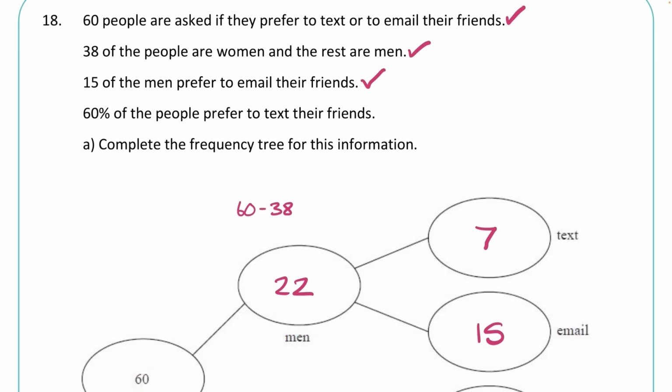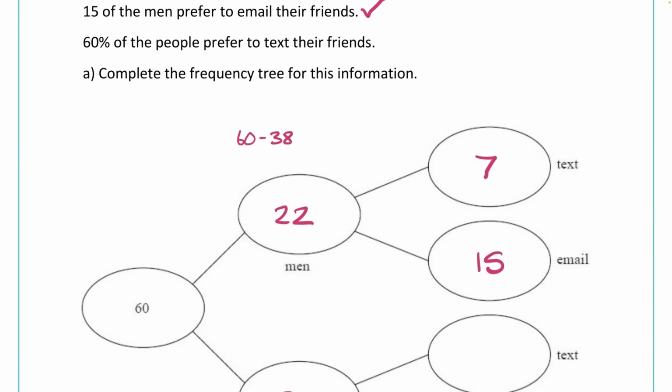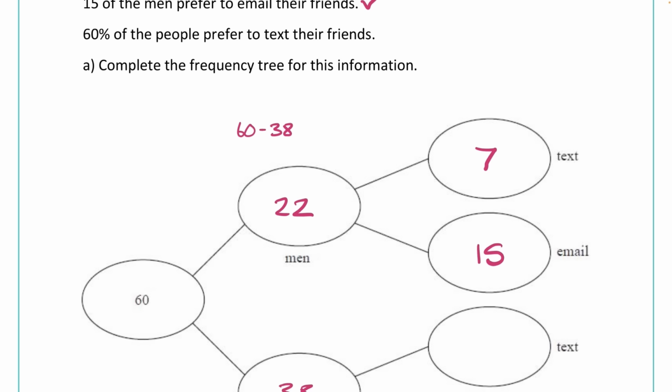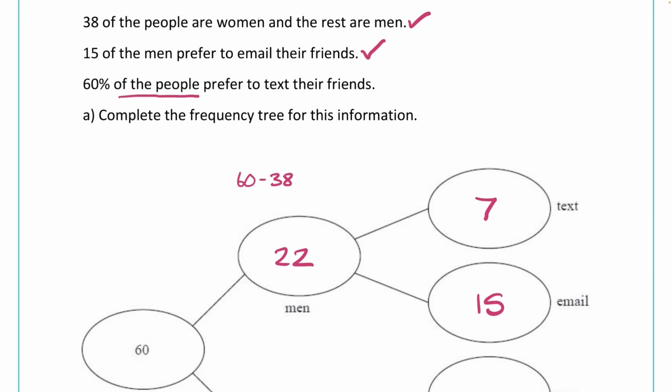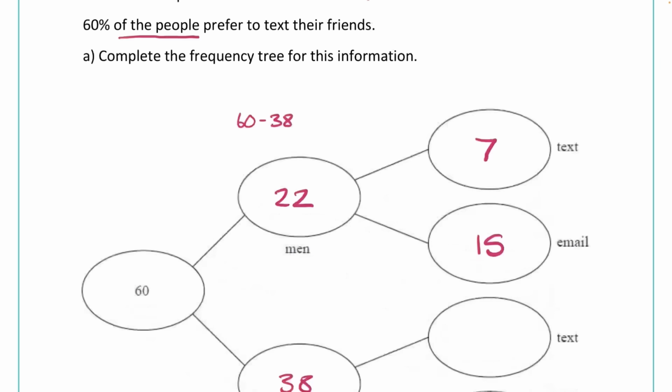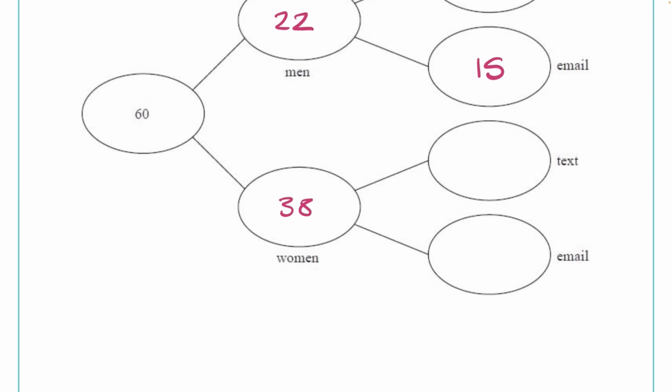It now says 60% of the people prefer to text their friends. So 60% prefer to text. Now it says of the people, it doesn't say of the men or of the women, even though we're now on the women section down here. It says 60% of the people. So here we actually need to do a percentage of 60.